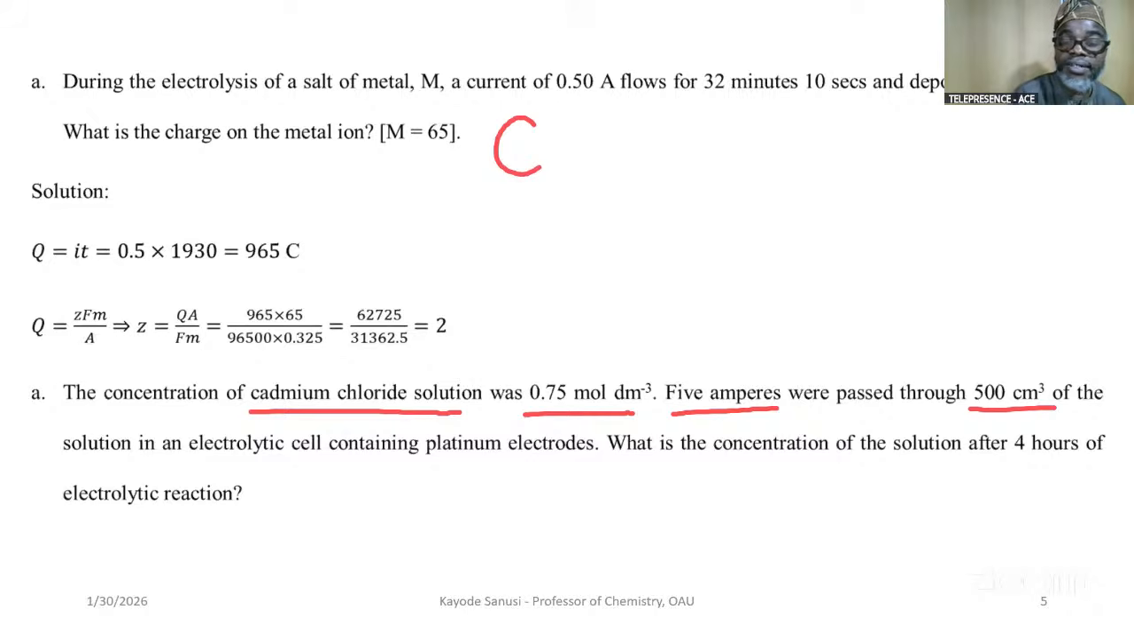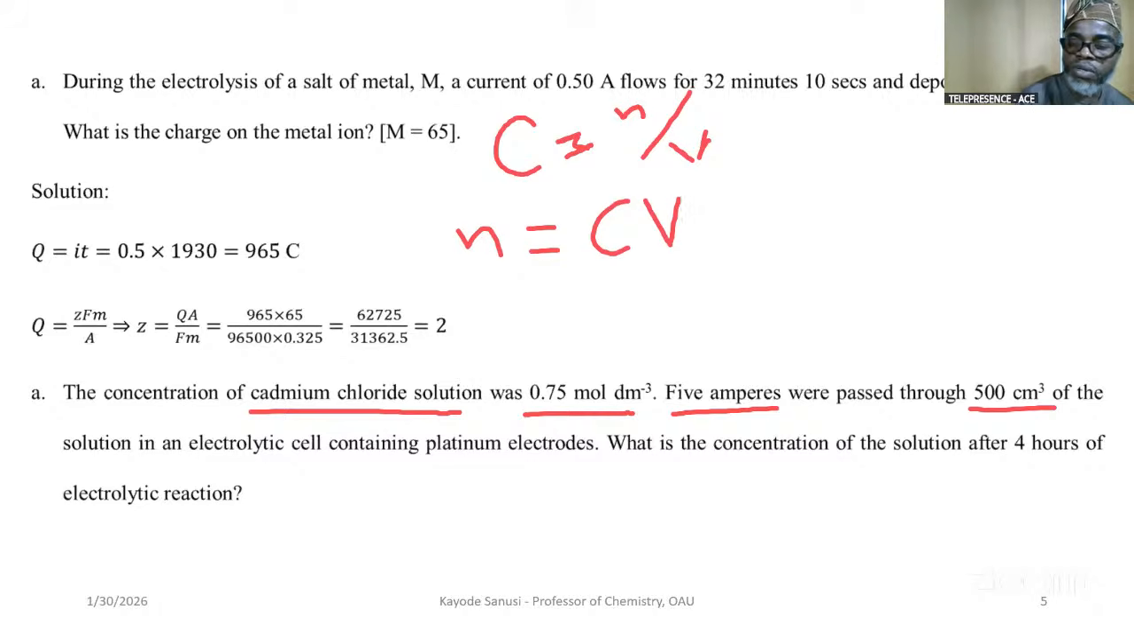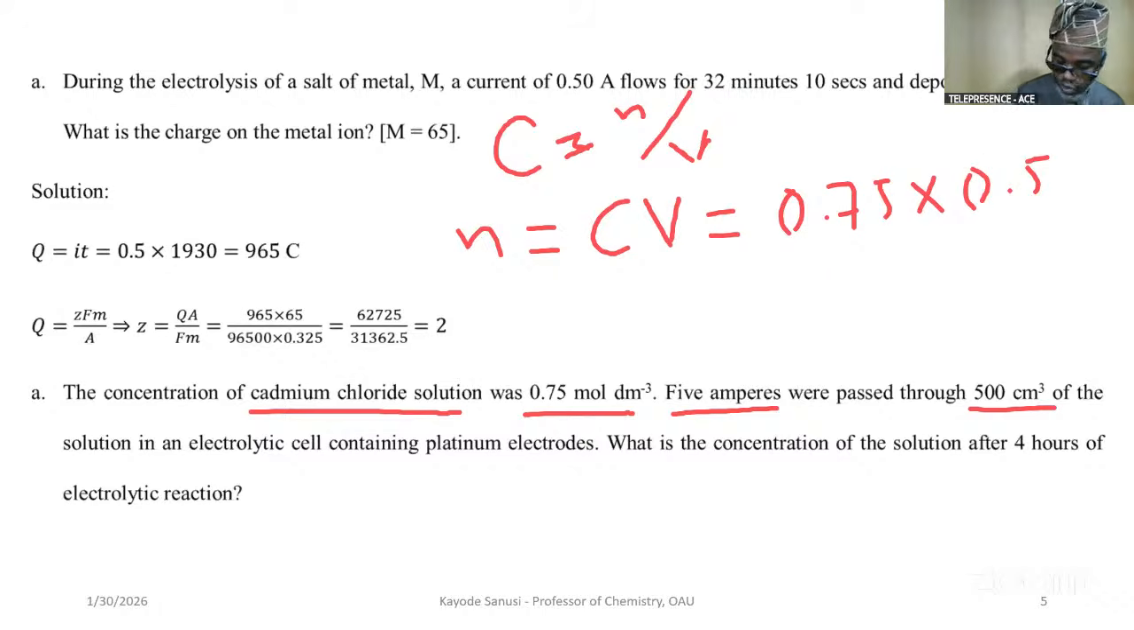You can obtain that from this relationship: concentration equals number of mole over volume. So the number of mole is concentration times volume. Concentration is given as 0.75 mole per dm cube, times the volume in dm cube, which is 0.5. So at the end we obtain the initial number of mole, which should be about 0.375 mole.